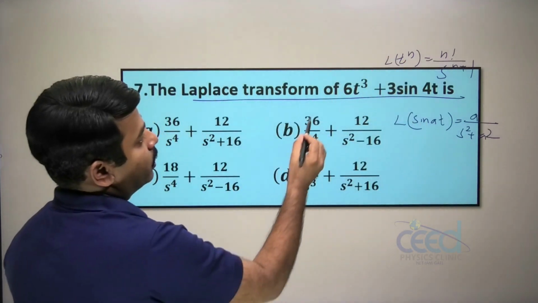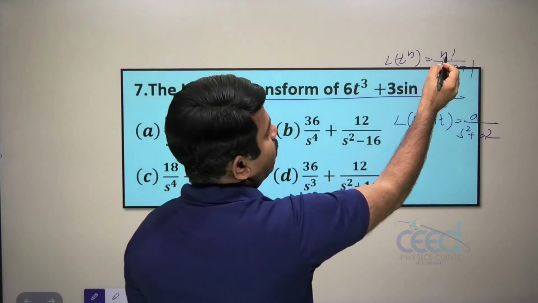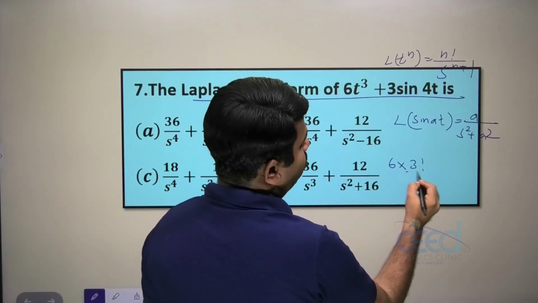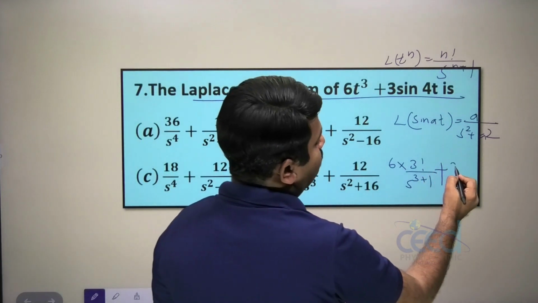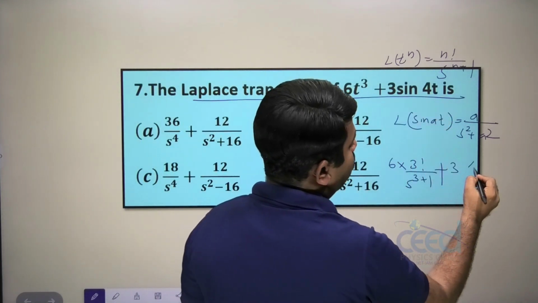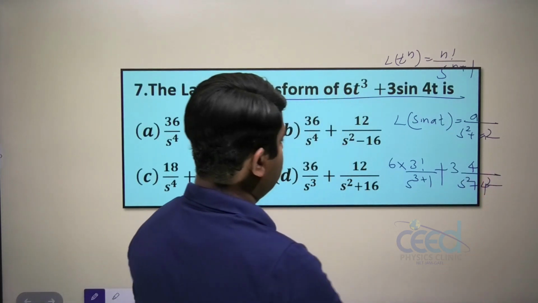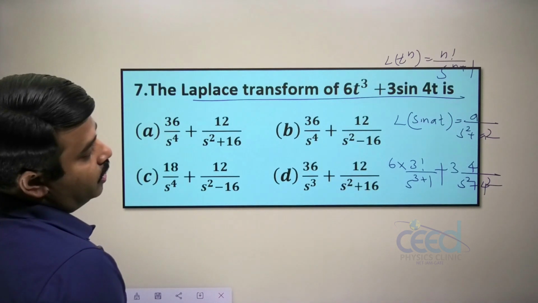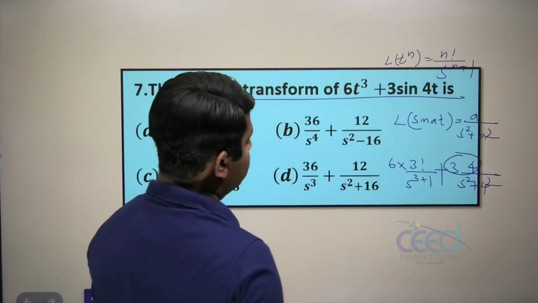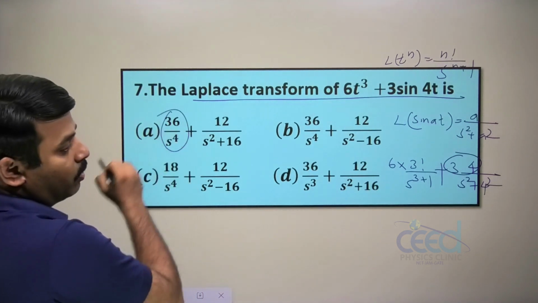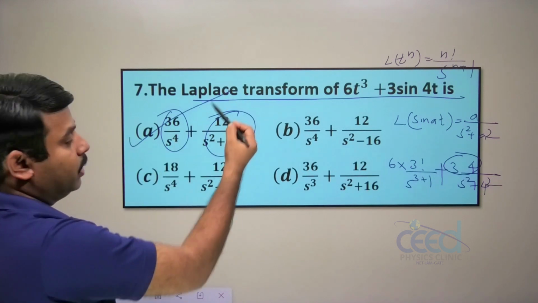Substitute these two rules. Here 6 t cube, then 6 into t cube on doing 3 factorial divided by s raised to 3 plus 1, plus 3 we taken out, sin 4t on doing 4 divided by s square plus 4 square, right? That is 16. Then here 12, here 6 into 6 is 36. 36 divided by s raised to 4 and 12 divided by s square plus 16.